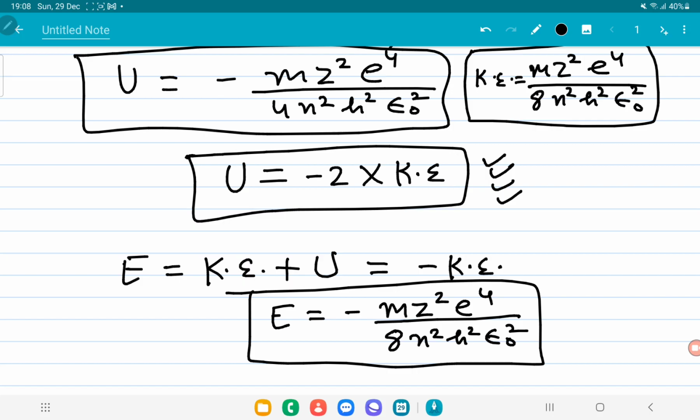So we have got some very important results. We have determined the radius, the velocity, the potential energy, the kinetic energy, and the total energy. And because the total energy is negative, it means the electron is in a bound state. Bound state means it is attracted to the nucleus and it cannot leave the atom without the help of an external agent. If an external agent provides this much energy to the electron from outside, the electron can be freed from the atom.